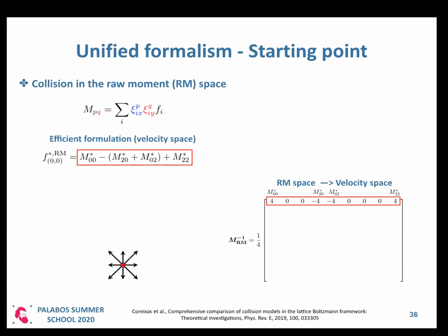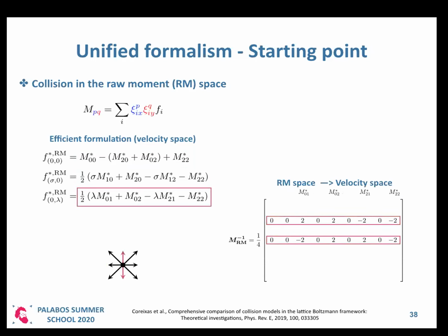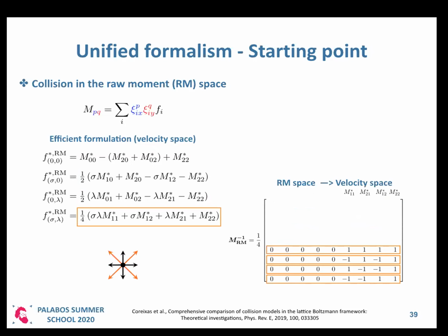So how does it work? If you take the first line of this matrix, it will give you the formulation of the population at rest, with the first term being M00, with MPQ defined just above. And it's pretty simple to compute all the populations like this, just depending on the kind of velocity that you want. So here, plus or minus 1 along the x-axis, or along the y-axis, or in the diagonals. It's super simple. All the formulas are super simple.